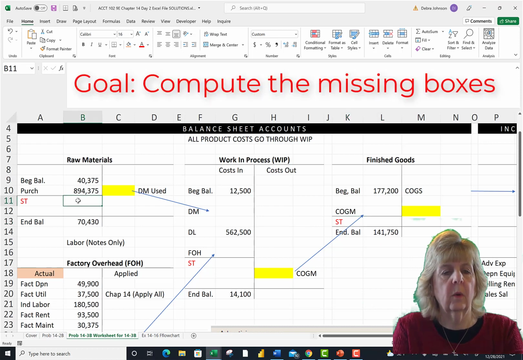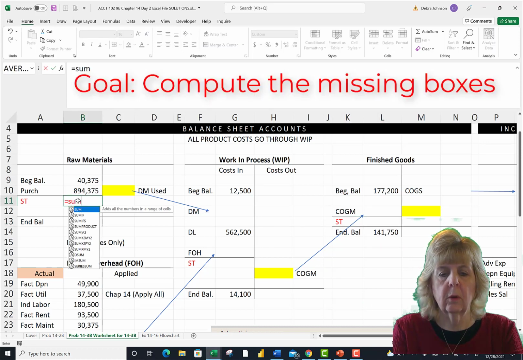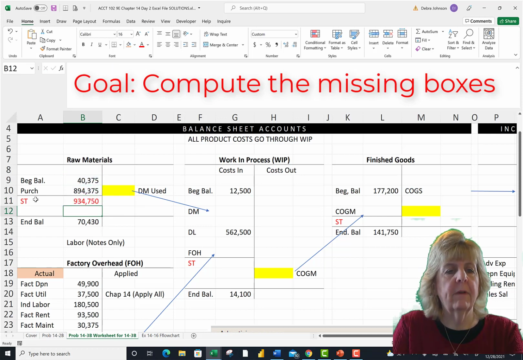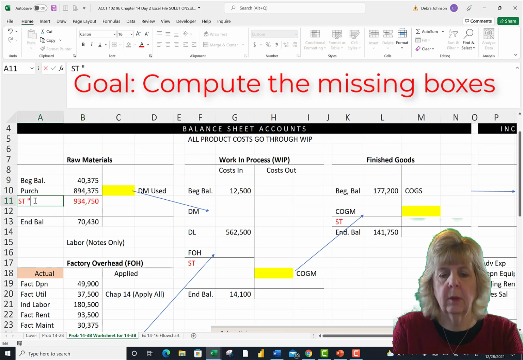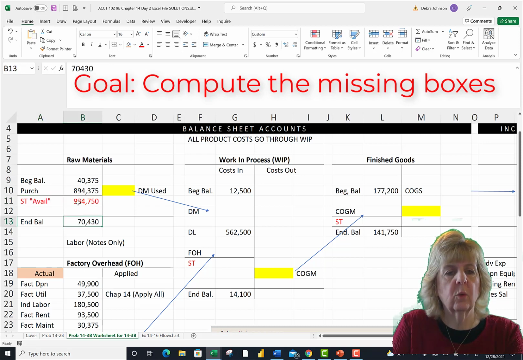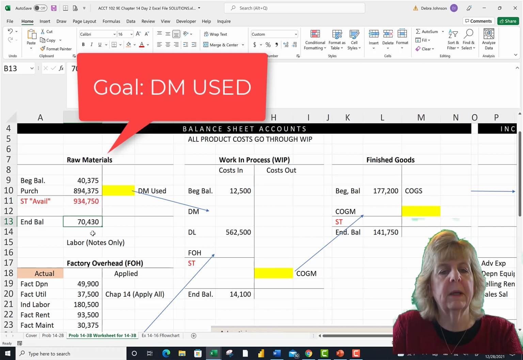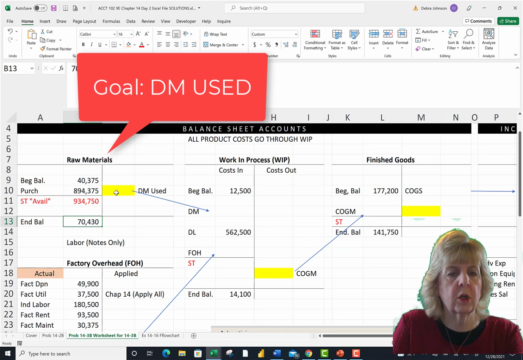Okay, let's see how well you did. Let me subtotal, which is denoted by the red ST for subtotal, the available raw materials. You may want to get used to that wording. That's what your author uses. So materials that ran through the raw materials warehouse during the period was 934,750. Of that amount, there's $70,430 remaining. The difference between these two must be the direct materials that were used up.